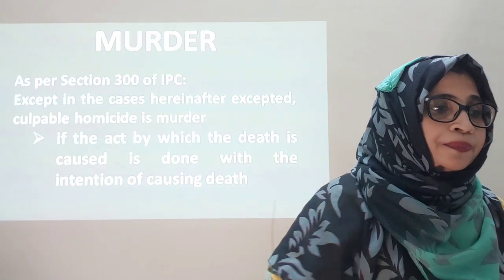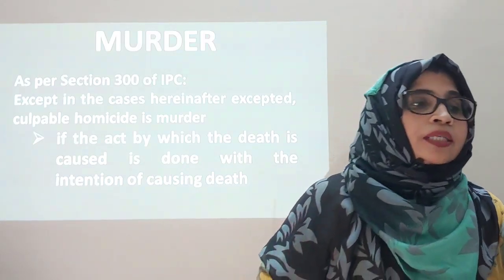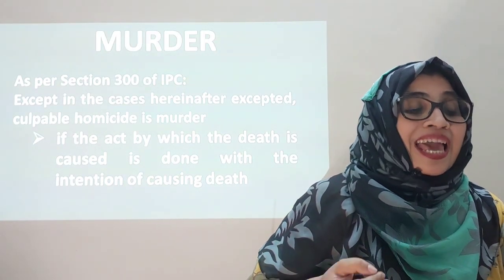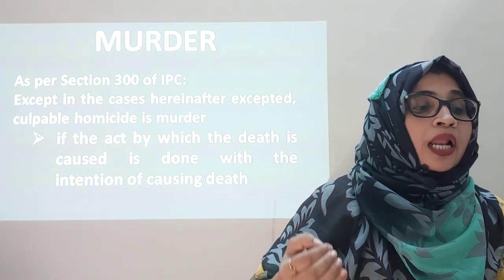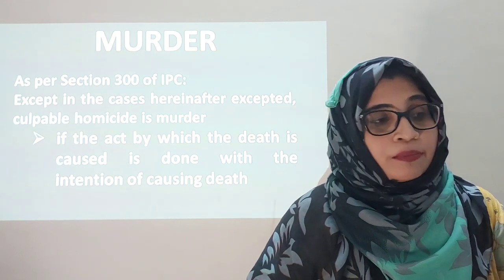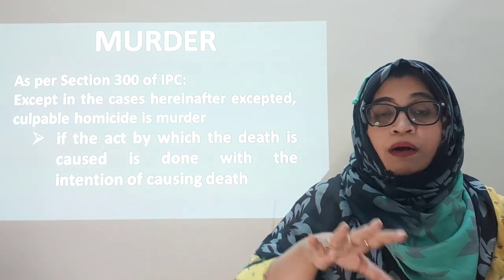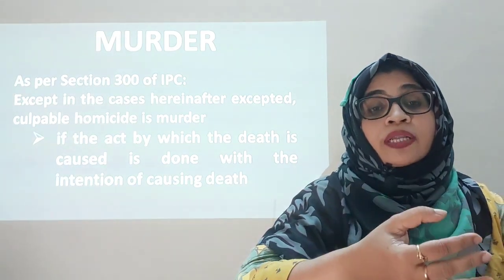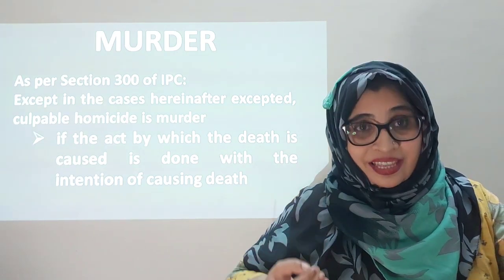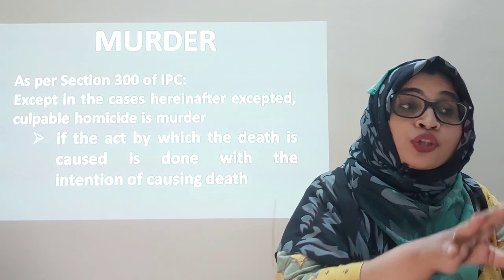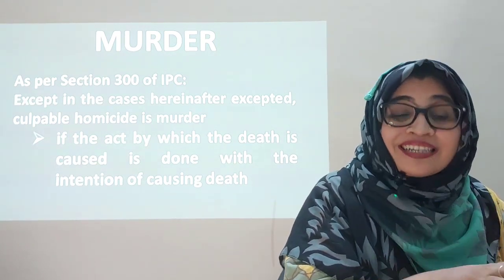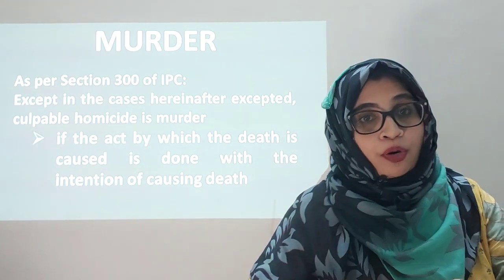Now going to the murder section. Murder, Section 300 of IPC: except in the cases hereinafter exempted, culpable homicide comes under murder. Means except whatever exemptions are given in Section 300, all the clauses of Section 300 are considered as culpable homicide amounting to murder.